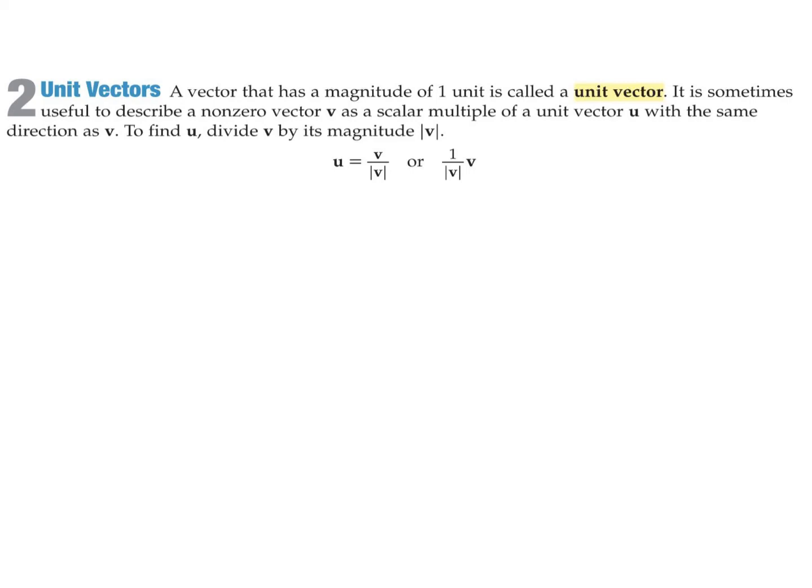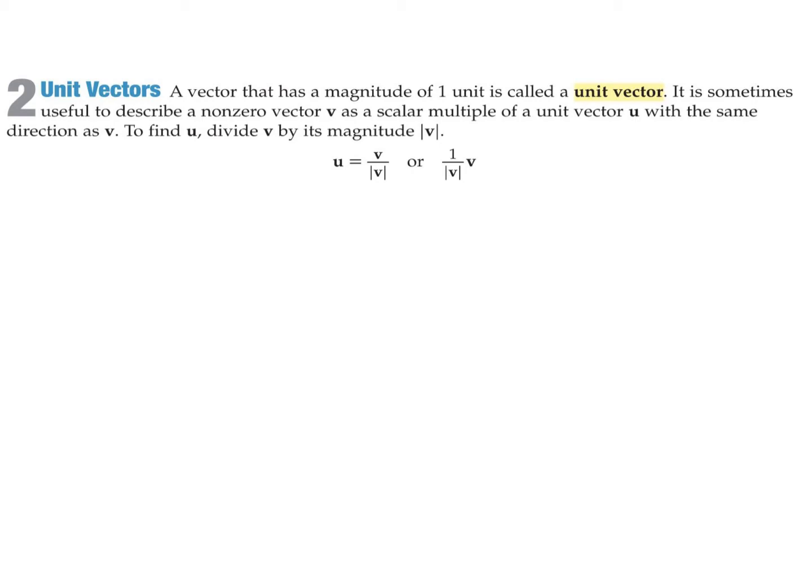Next up, we have unit vectors. So now we have vectors that have a magnitude of a singular unit. Once again, we call it a unit vector. So it's easy to remember. It's sometimes used to describe the non-zero vector v as a multiple of another vector, say u, and it has the same direction as v.